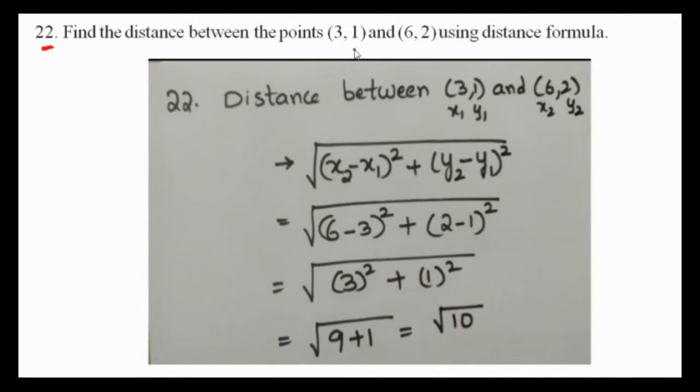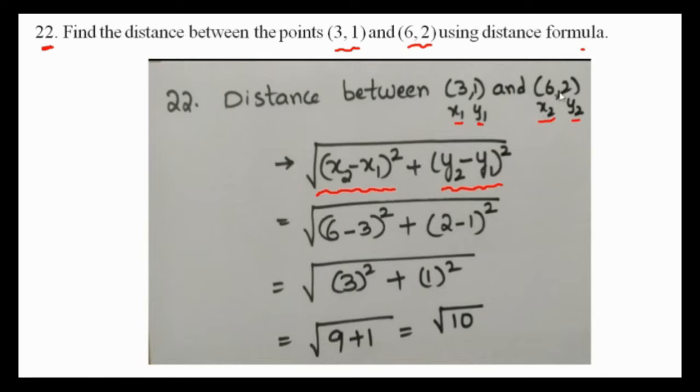22nd question, find the distance between the points (3, 1) and (6, 2) using the distance formula. We know the distance formula, which is nothing but root over (x2 minus x1) whole square plus (y2 minus y1) whole square. The 2 points are (3, 1) and (6, 2), which should be expressed as (x1, y1) and (x2, y2). We'll replace these 2 points in the formula.